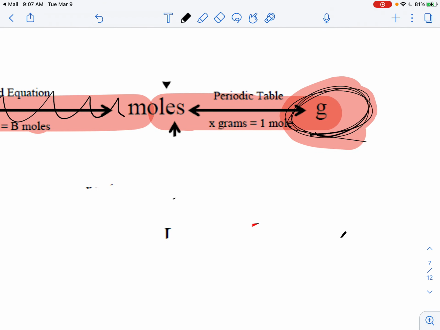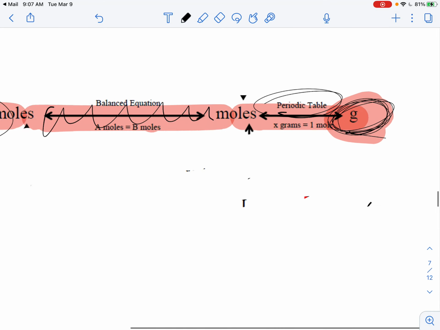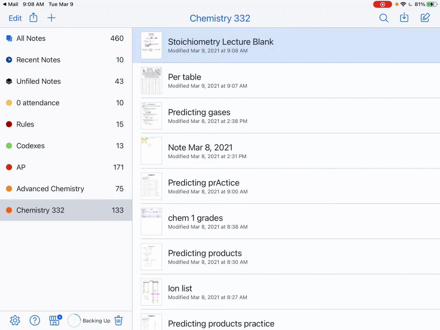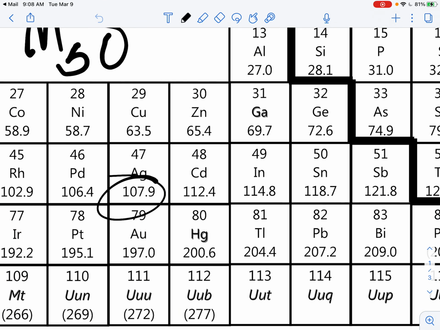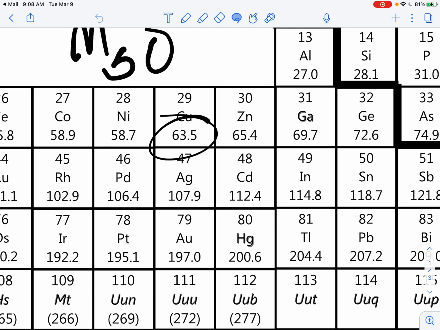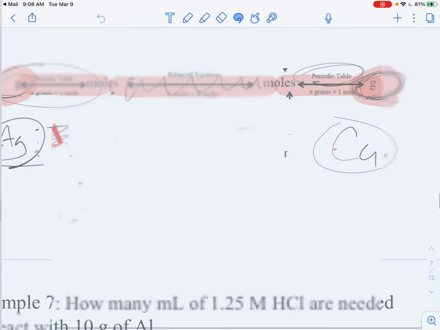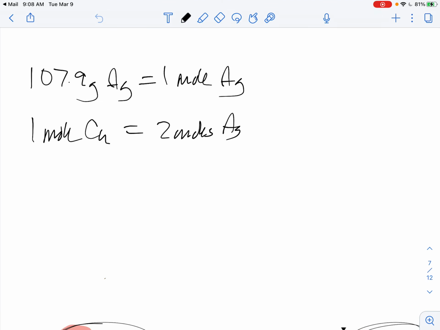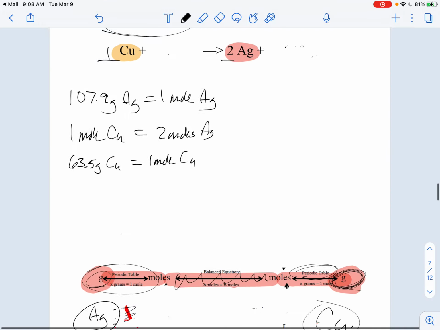I'm going to need to go over to grams over here. So again, I'm going to have to look at the periodic table, but this stuff over here is the copper. I'm going to have to find copper on my periodic table, which is right above silver, and it weighs 63.5. So I'm going to write 63.5 grams of copper equals 1 mole of copper.